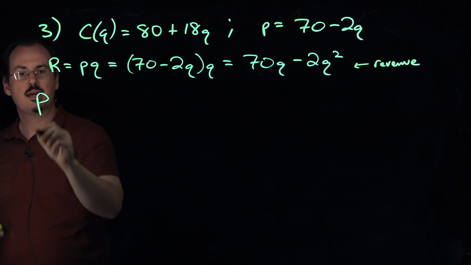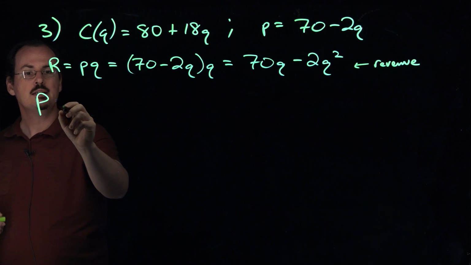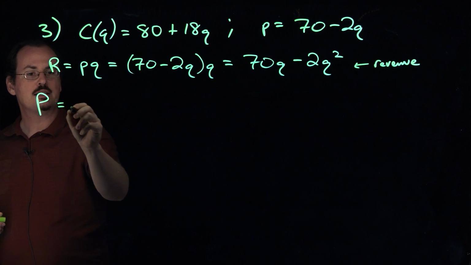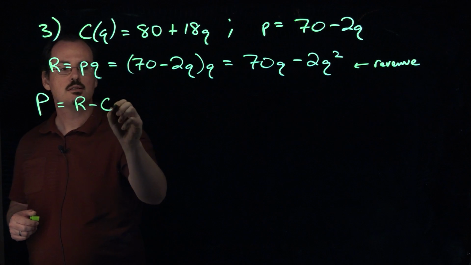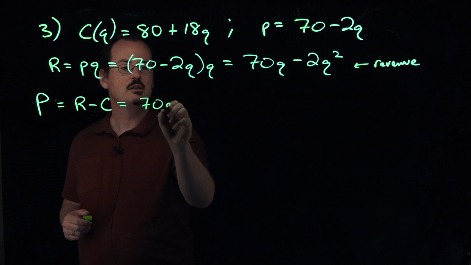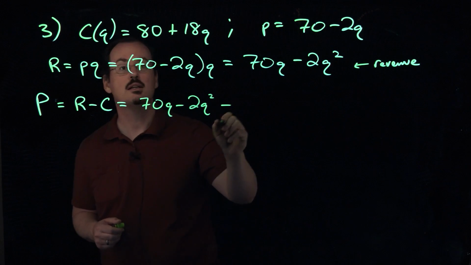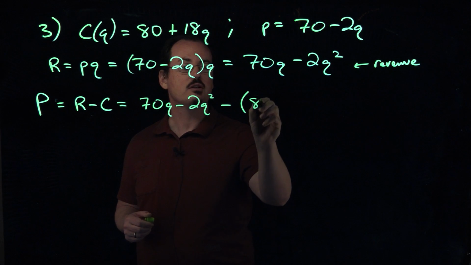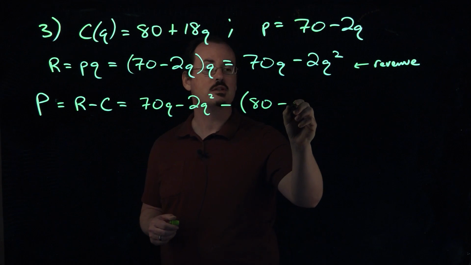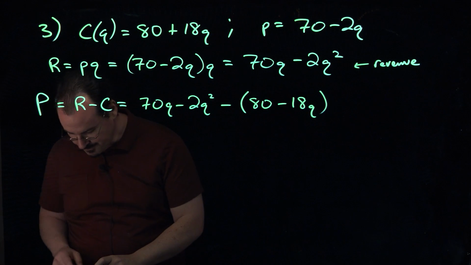And again, I'm going to use the capital P here, to distinguish that from the small p for price. So profit is defined to be revenue minus cost. And we have both of those functions now. We've got the revenue function, 70q minus 2q squared, minus the cost function. And be careful that you subtract the entire cost function. That means put parentheses around it, distribute the negative, simplify that.